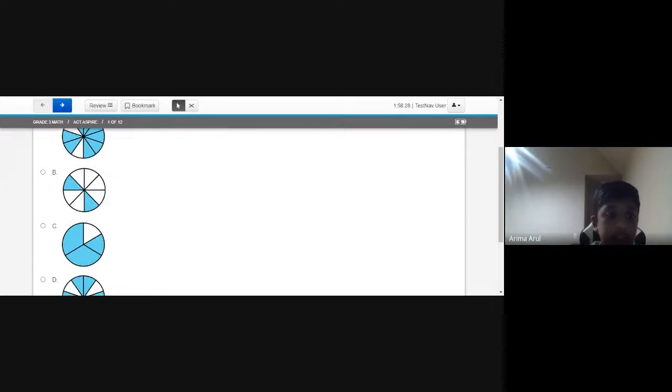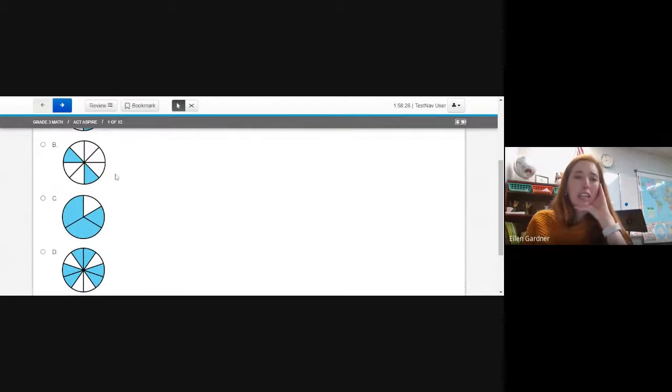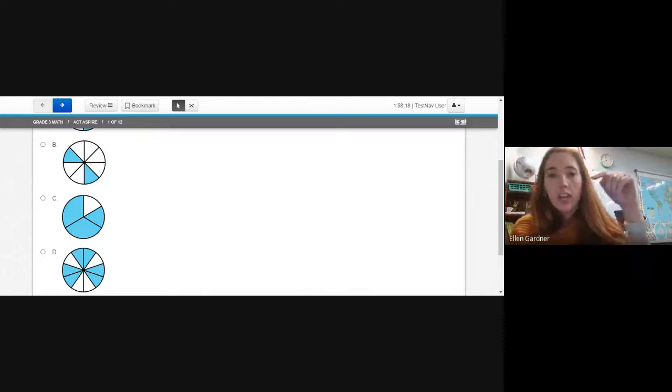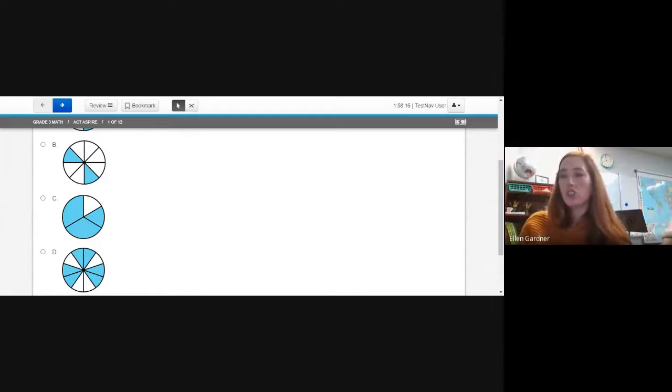I see one. So C kind of looks like it, doesn't it? But do you see a problem with it? It's not even? Exactly. It is not equal groups. So that's actually not even showing 3/4, even though it is 3 out of 4 that are shaded. They're not equal. So that's not going to work. We can actually eliminate that.